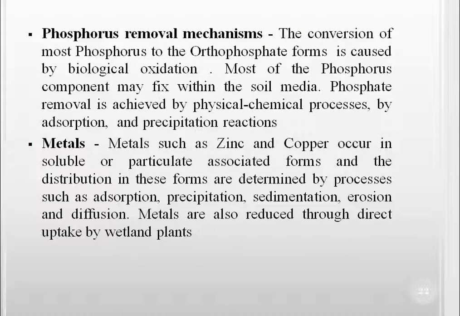Phosphorus removal mechanisms. Phosphorus present in the system as orthophosphate will be removed by physical chemical processes, by adsorption and precipitation reactions. Metals such as zinc and copper can be removed by adsorption, precipitation, sedimentation, erosion and diffusion.